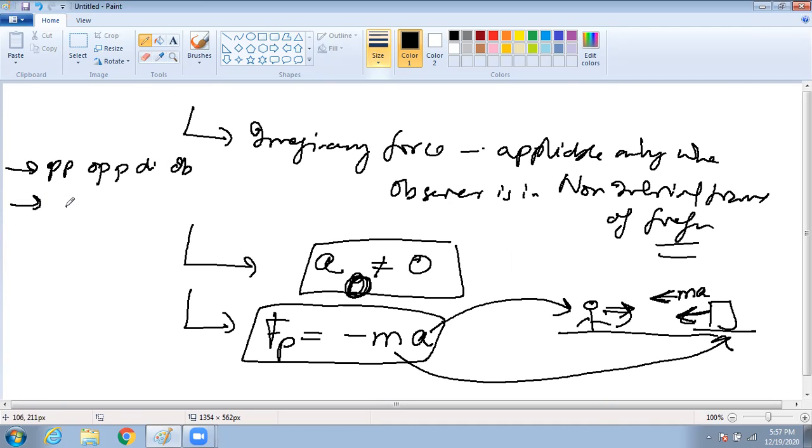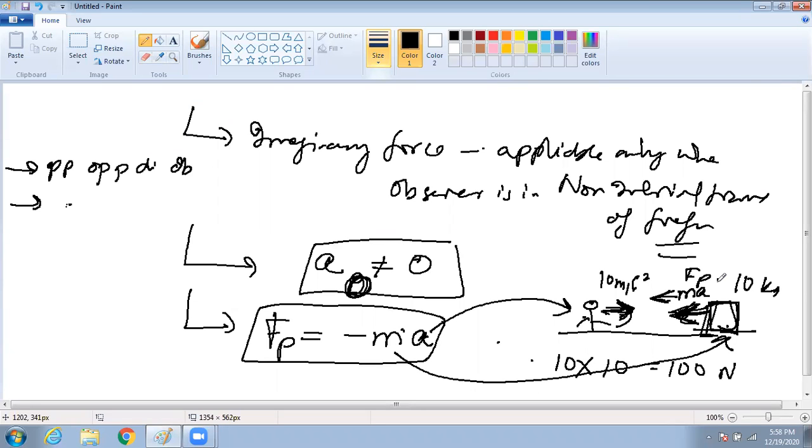Second point, it will take the mass of the object but the acceleration of the observer, because the object is at rest. So the acceleration of the observer will be taken. If it is going at 10 meter per second square and the object is 10 kg, then your pseudo force will be 10 into 10, 100 Newton, in this direction. Clear? Pritam, clear?